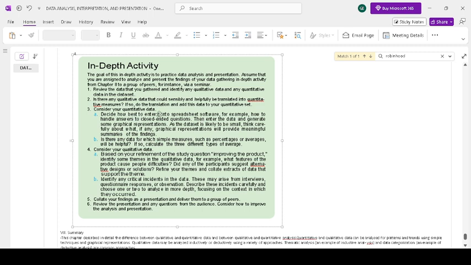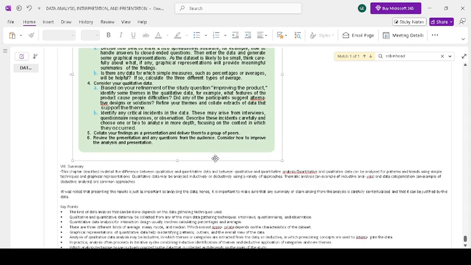Consider your quantitative data. Decide how best to enter it into spreadsheet software, for example, how to handle answers to close-ended questions. Then enter the data and generate some graphical representations. As the dataset is likely to be small, think carefully about what, if any, graphical representations will provide meaningful summaries of the findings. Is there any data for which simple measures such as percentages or averages will be helpful? If so, calculate the three different types of average.